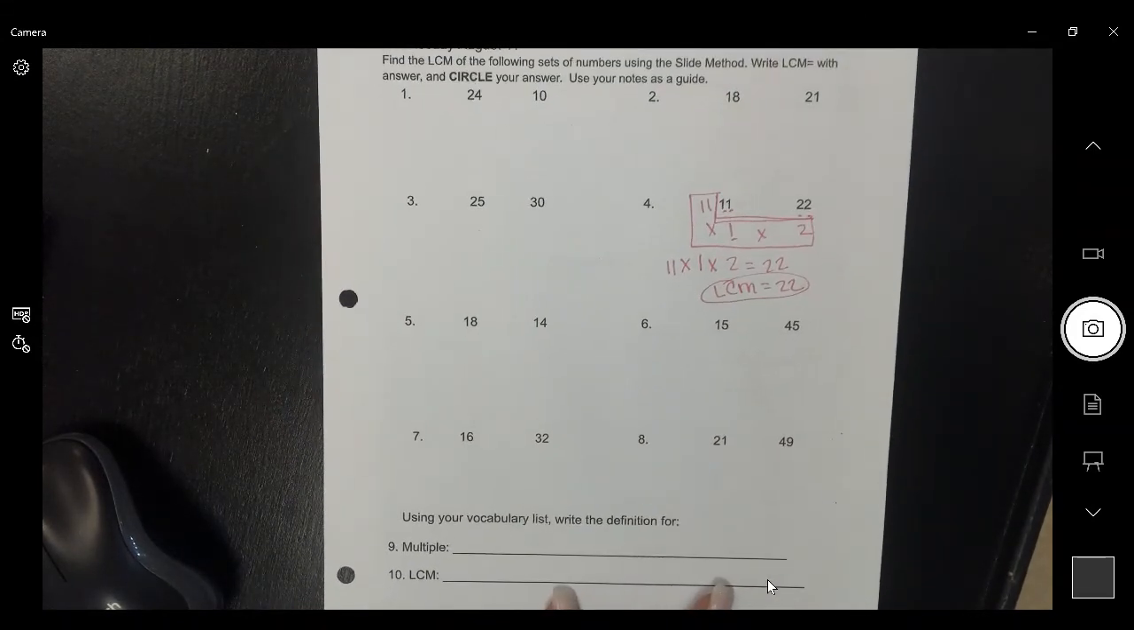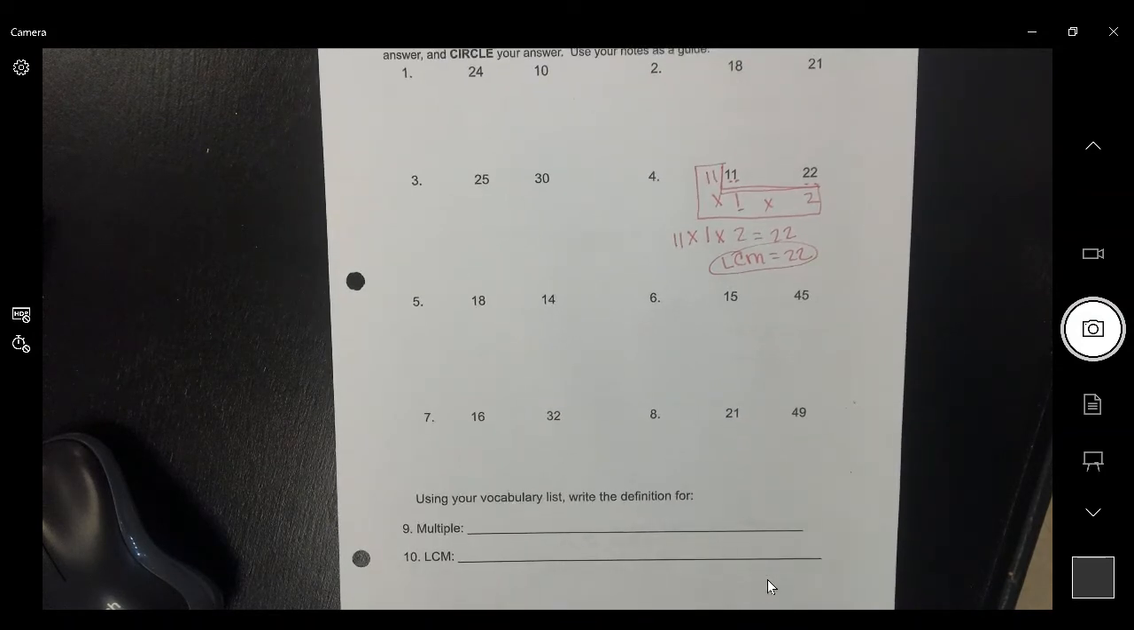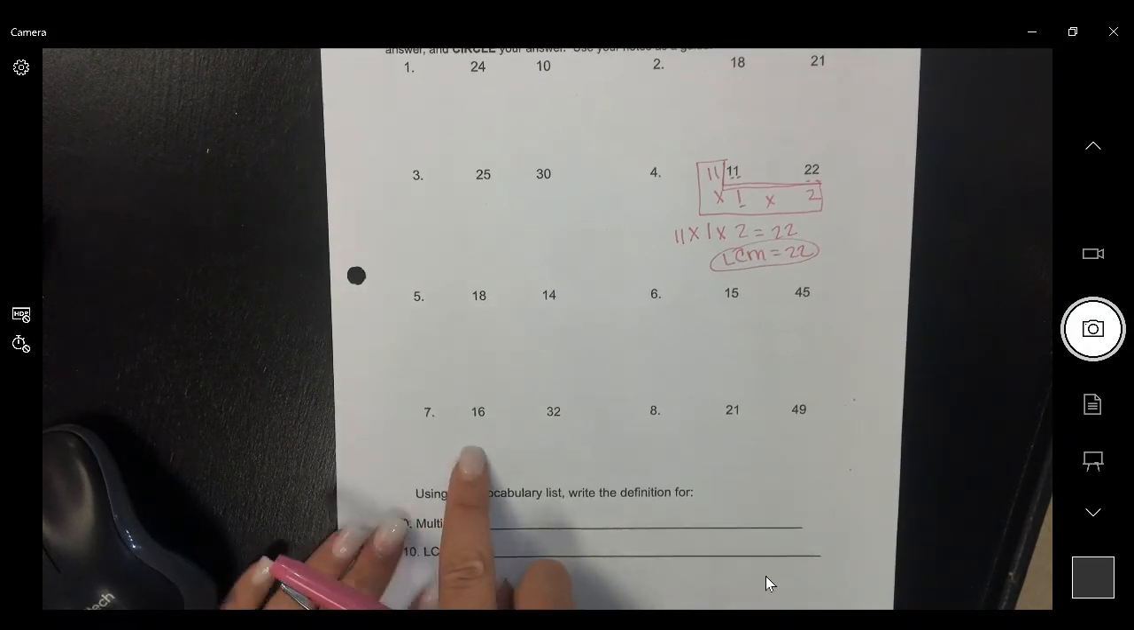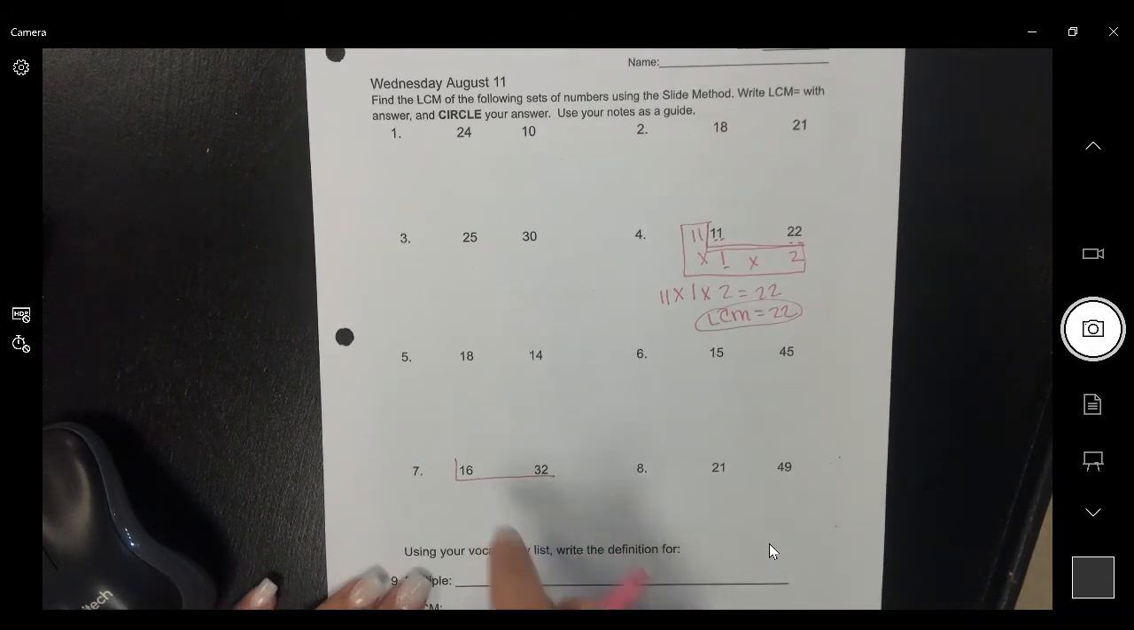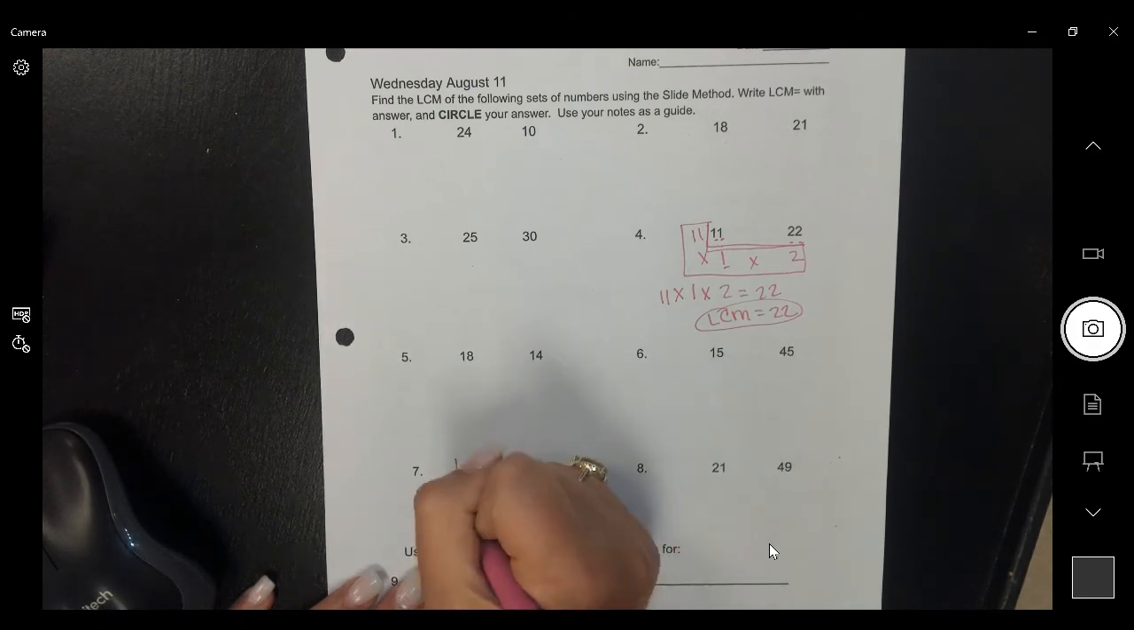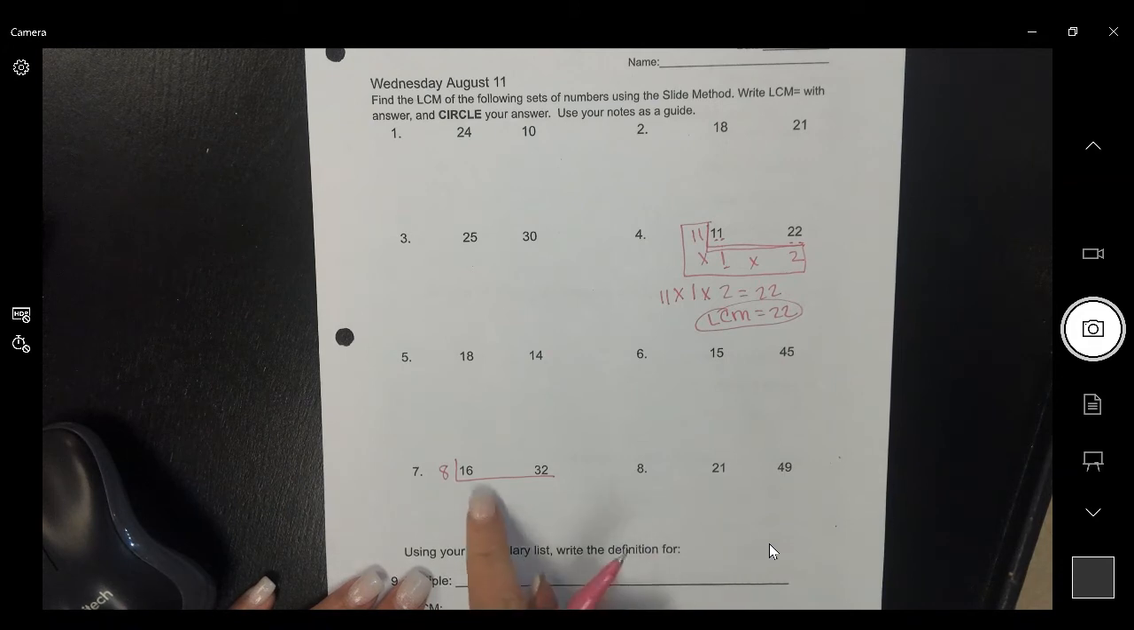Let's do number 7 together. I'll do one more with you. Number 7, I have 16 and 32, so I'm going to draw my L. I know they're both even and they're divisible by 2, but I also know my multiplication factors really well. So I think, well, maybe I can go a little bit higher. Well, I know 4 will work. What about 8? I also know that 8 is a factor of 16 and 32. So I'm going to try 8.